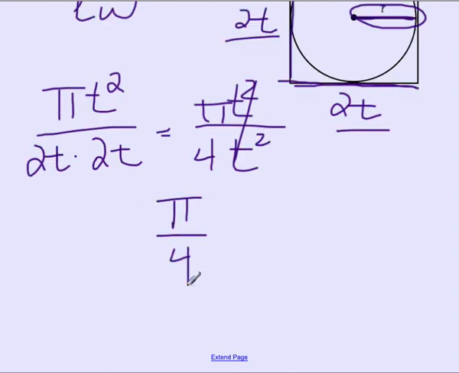So no matter how big your circle is, how big your square is, if you take a square and you fit a circle inside of it, the ratio of the circle to the square is going to be pi over 4.